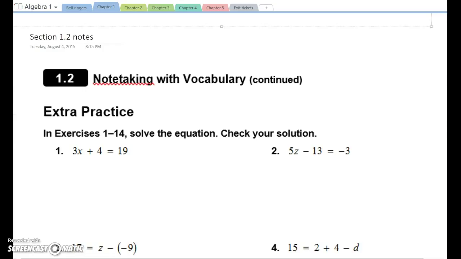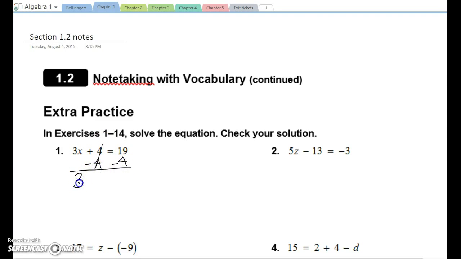Alright, so on page 10, number 1. So yesterday we looked at problems that looked like x plus 4 equals 19. Now we have this 3 in front, okay? So I just want to add or subtract first. So I'm going to subtract my 4. And the reason I'm getting rid of the 4 is because the 4 is on the side with the variable. You don't want to touch the 19 because the 19 does not have a variable on that side.